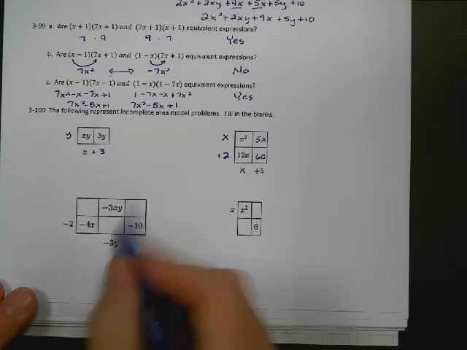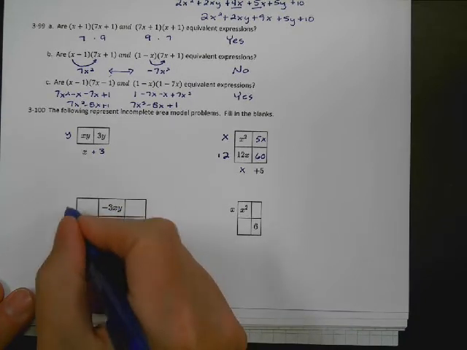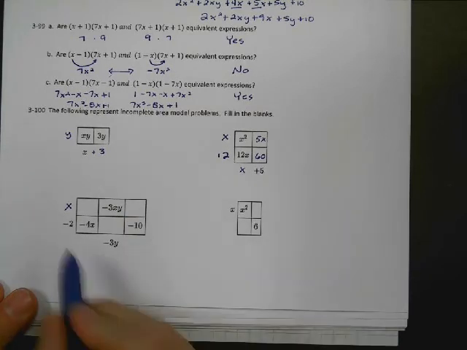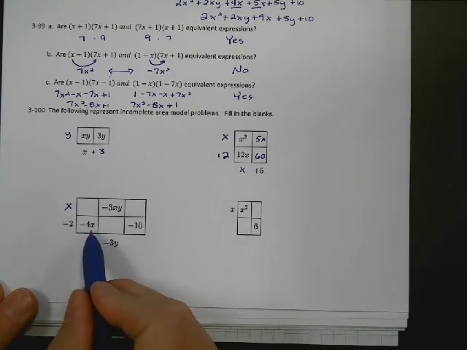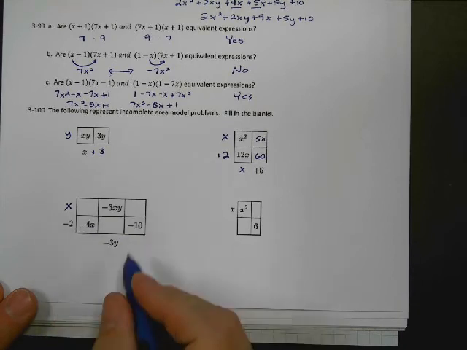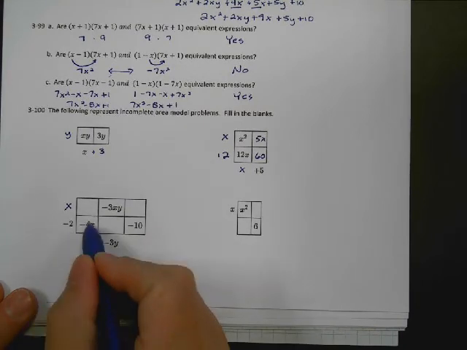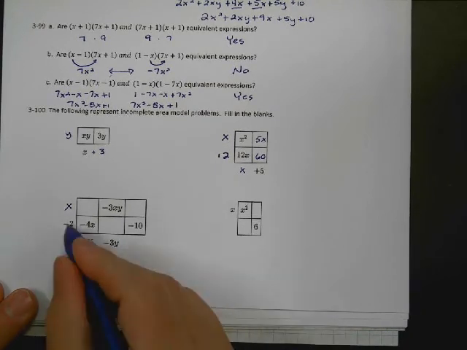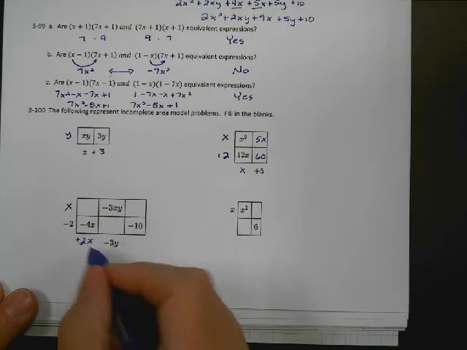All right, so here I've got negative 3y. And when I multiply, I get negative 3xy. So this must be x. Okay, here I've got negative 2. And then this one's negative 4x. So negative 2 times what equals negative 4x? This should be negative 2x. Because negative 2 times negative 2x, oh no, this should be positive 2x. Sorry. Negative 2 times 2x is negative 4x.